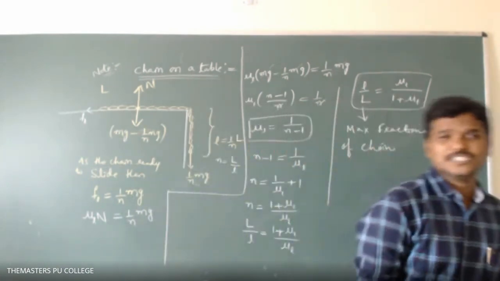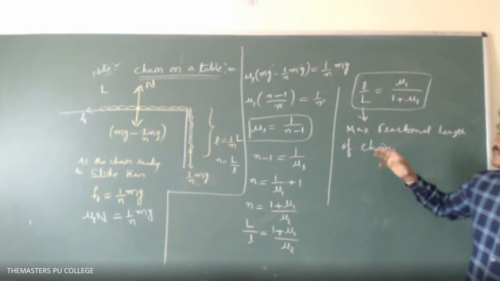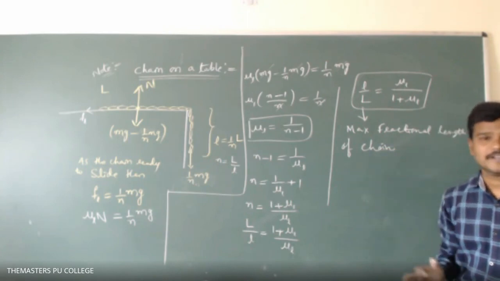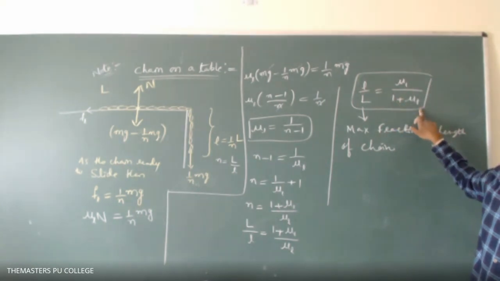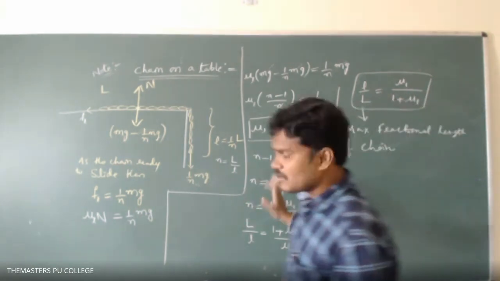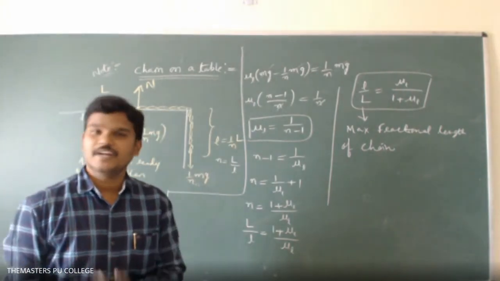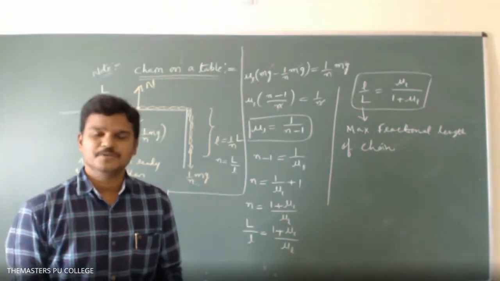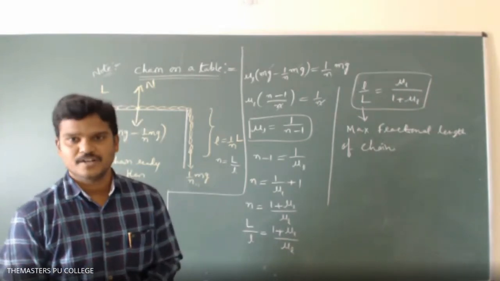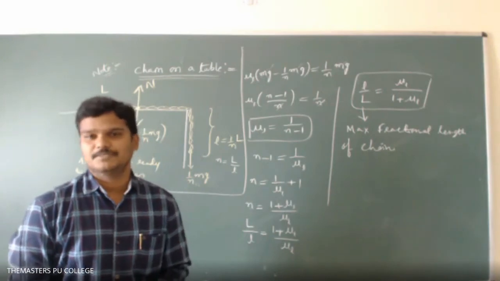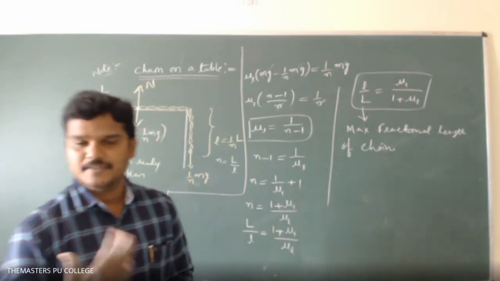For suppose mu is given as 1 by 2, we can find the fractional length. If they ask you to find percentages, just multiply by 100 on both sides. So 1 by 2 divided by 1 plus 1 by 2, you will get the answer. So feel the concept and try to apply it to solve problems from any type of book, not only our material. First, try to enjoy the concept. If you enjoy the concept, automatically we can solve the problem at any level.